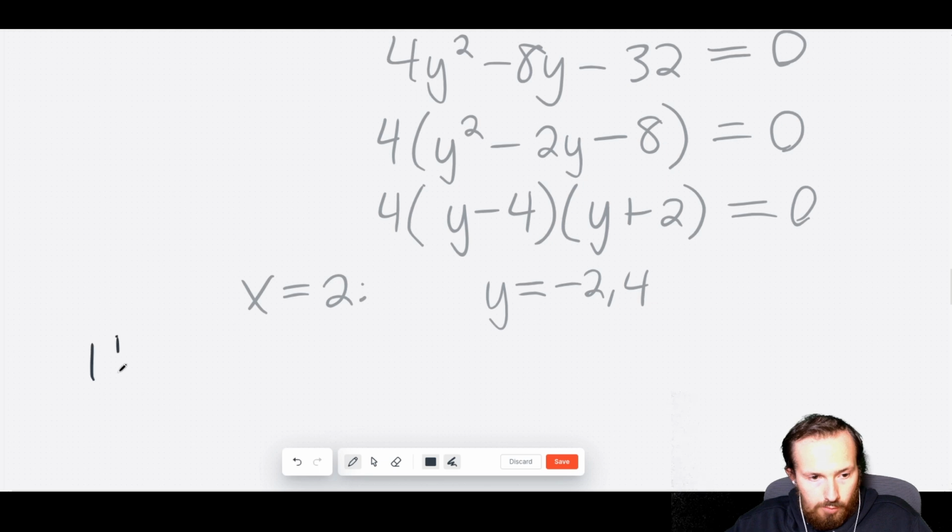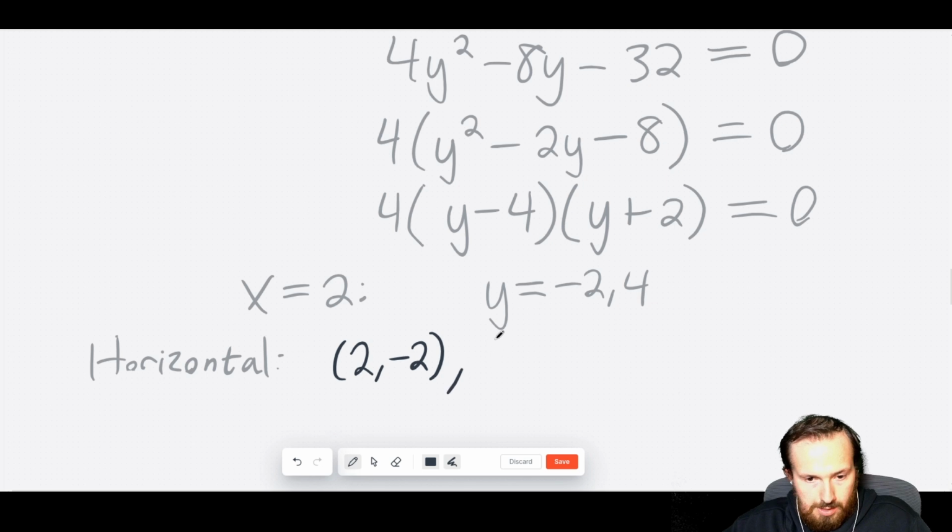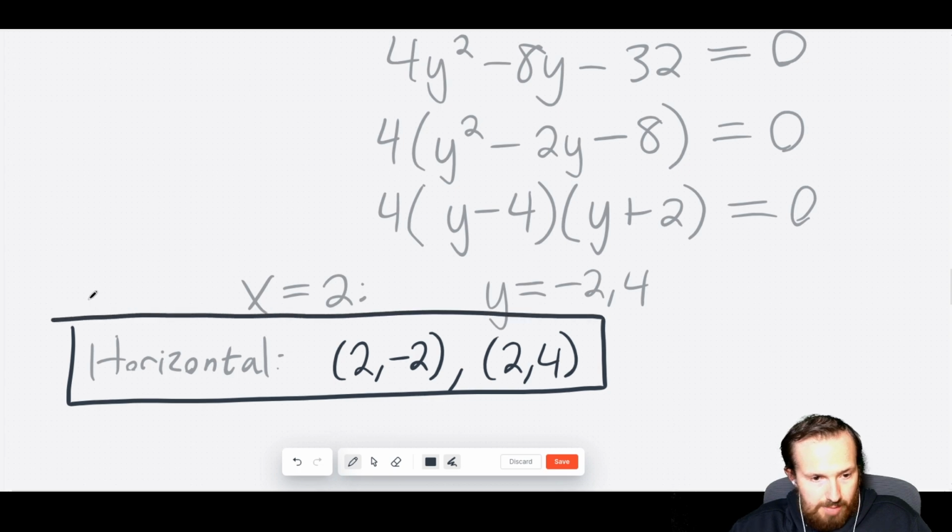Therefore, for the points where our horizontal tangent line is on this curve, it would be 2 comma negative 2 and 2 comma 4. So this x value, and then it could be either of these y values that would satisfy the equation. So there you go. That's half the battle.